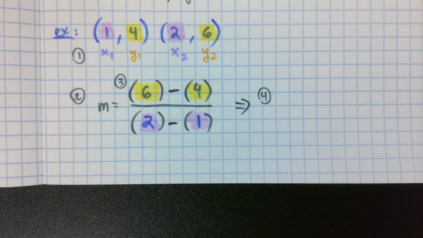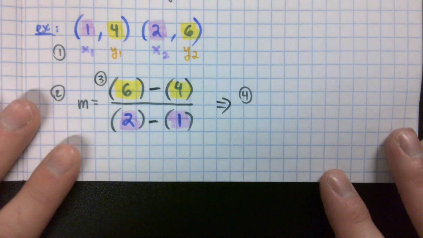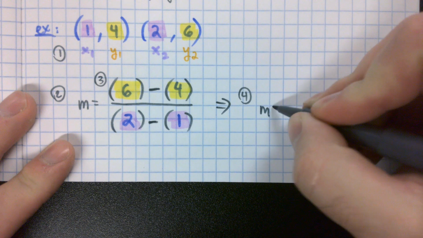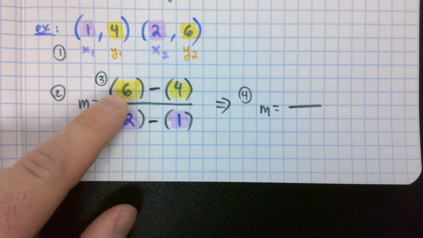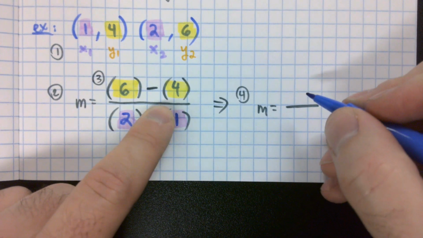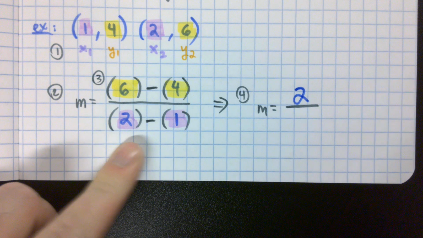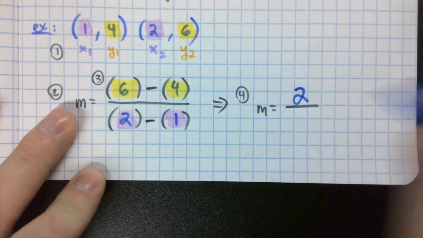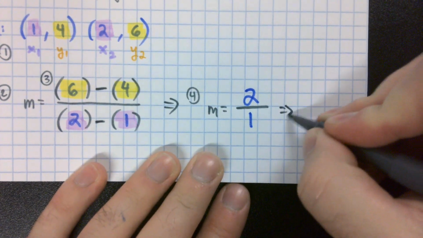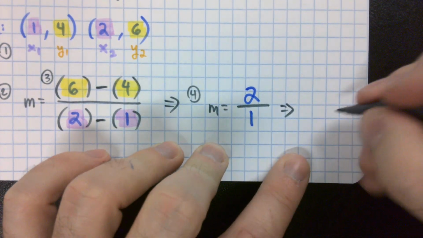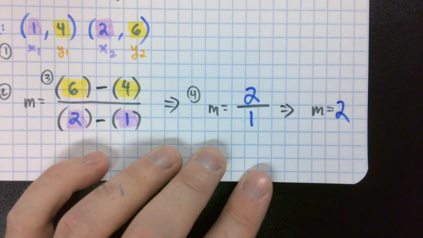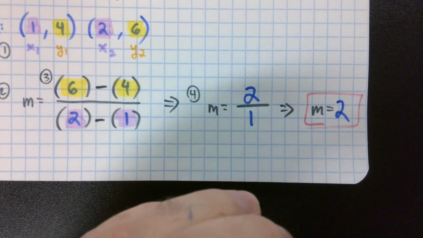Step 4 says we've got to solve and simplify. So we're just going to take these numbers on the top and subtract them, and take these numbers on the bottom and subtract them. M is equal to, what does 6 minus 4 give us? 2. And what's 2 minus 1 give us on the bottom? 1. What is 2 over 1 equal to? 2. So our m is equal to 2, and that's our answer.